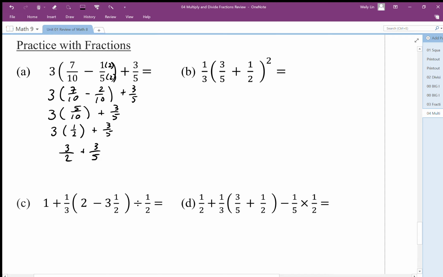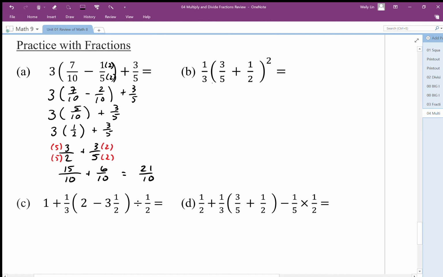So once we get to this point, we get a common denominator, which is 10. So I need a times 5 here, a times 2 here. Make sure that you write in those multipliers when we're doing this. So we end up with 15 over 10 plus 6 over 10. And the final answer works out to be 21 over 10.